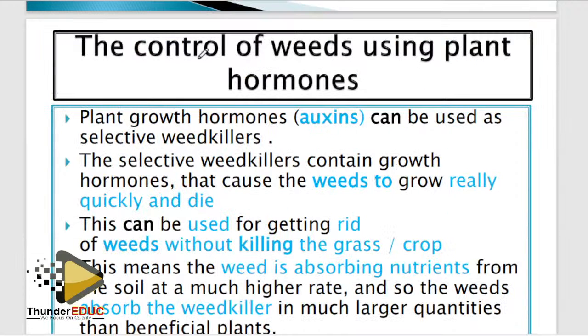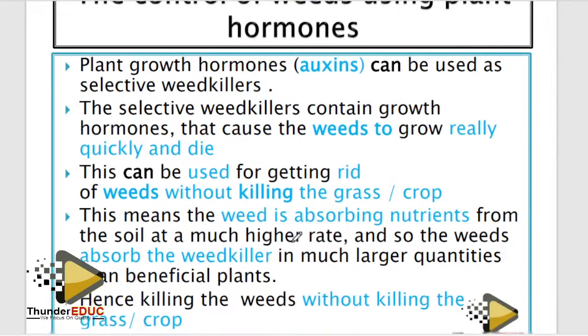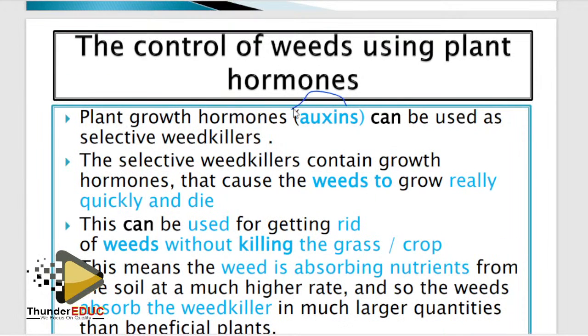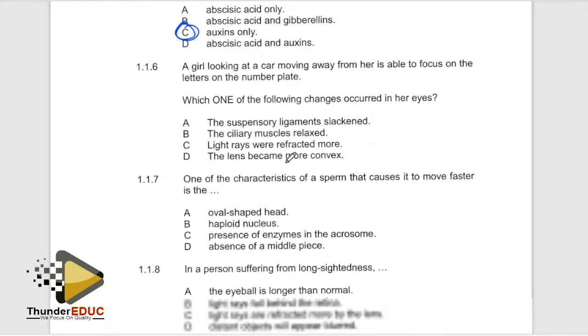The control of weeds using plant hormone. Plant growth hormone auxins can be used to selectively kill weeds. Here it is trying to show you what is happening, and then this is the answer we are looking at. That's why we put it even in highlight. We say that that's the correct answer. So for paper 2, please use the distinction material. All right, let's go to the next question. So that becomes the answer.